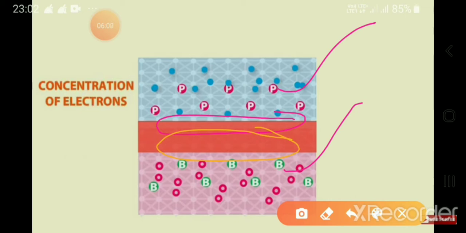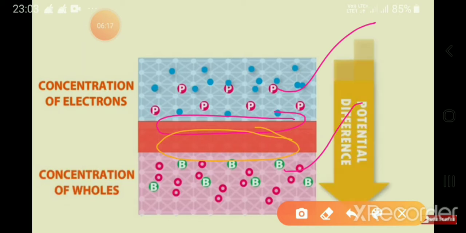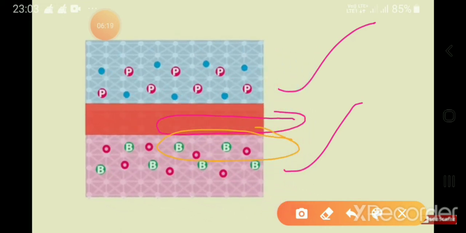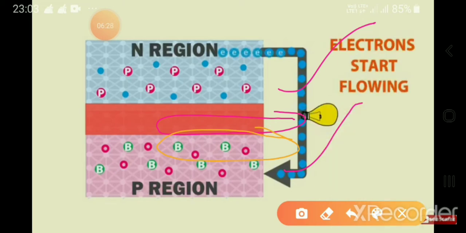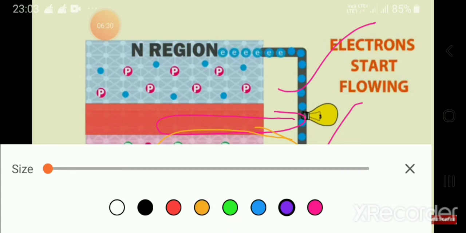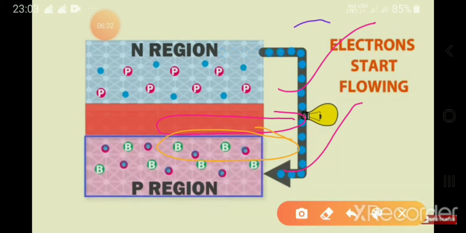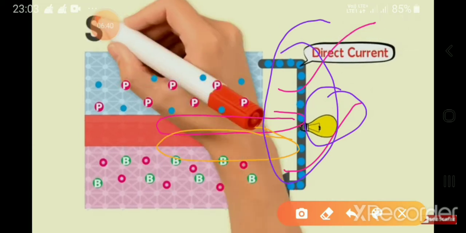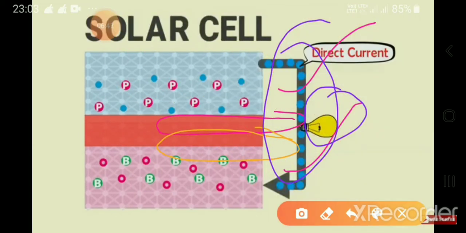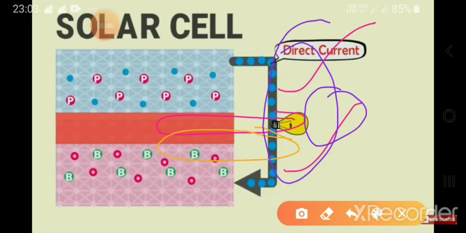So these photons have energy, and this energy will generate more electron-hole pairs in the depletion region. Now the existing electric field drives the electron out of the depletion region. Here you can see, children, that there is one electric conductor. I'll show you here. This electric conductor is attached to this, and this is the load or the bulb.